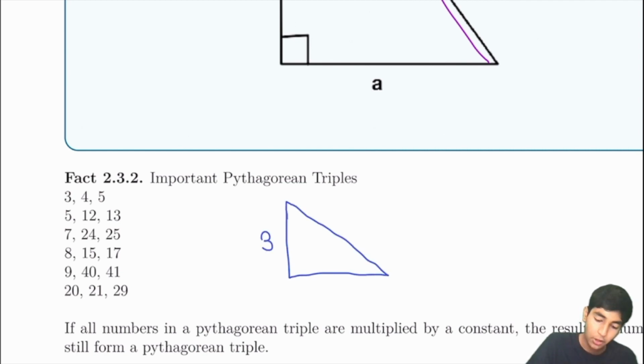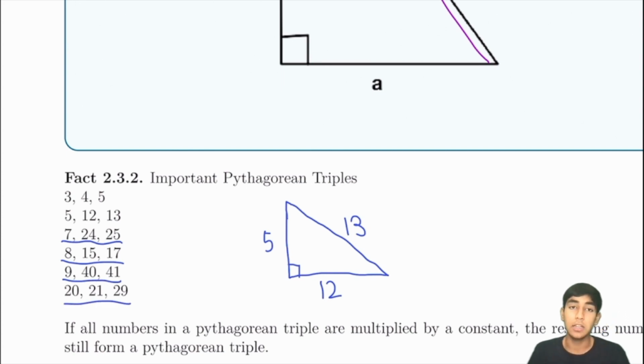3, 4, 5 is a Pythagorean triple because they form a right triangle since 3 squared plus 4 squared equals 5 squared. Now, some other Pythagorean triples are 5, 12, 13. 5, 12, 13 as well is another common one. 7, 24, 25, 8, 15, 17, 9, 40, 41, 20, 21, 29. Those are the important ones. I suggest you know them.